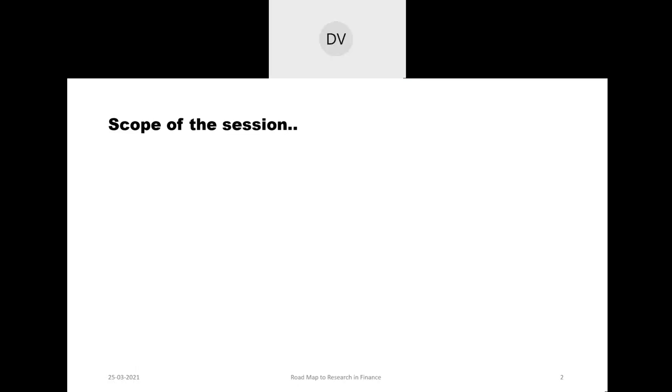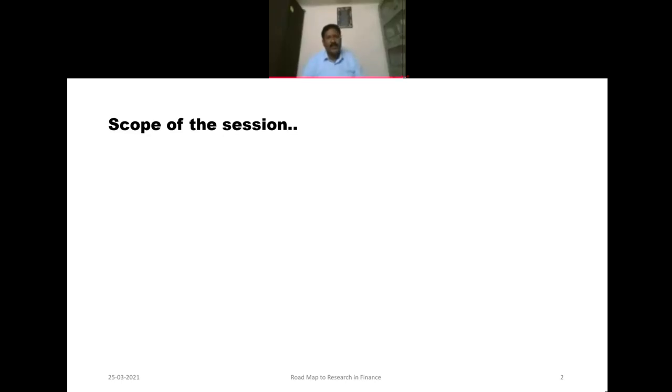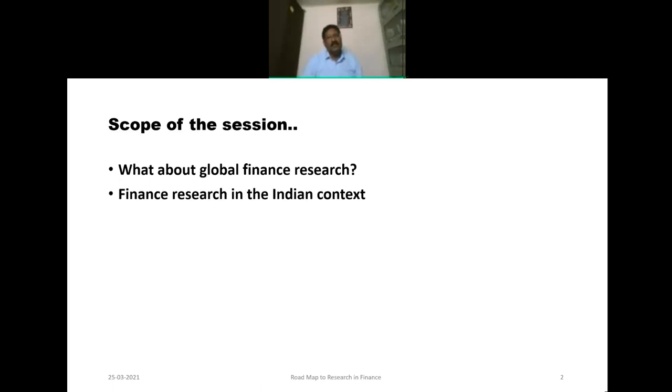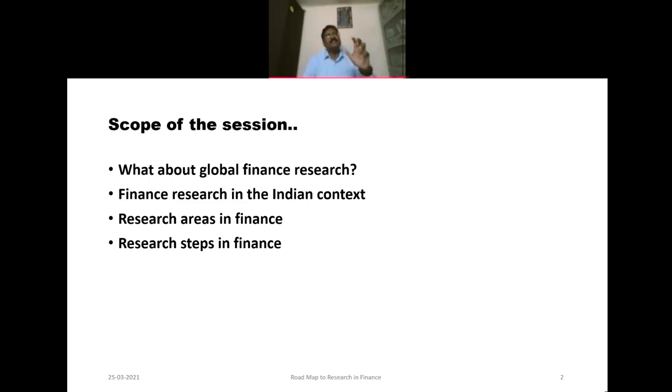Okay. Let me give you the scope of the session today. First of all, I would give some input on the global finance research. How can you gauge global finance research? What are the parameters for gauging it? Then we will look into the finance research in the Indian context. Then we will discuss some points on the research areas in finance. Then I'll give a small start as some of the initial steps in finance research.